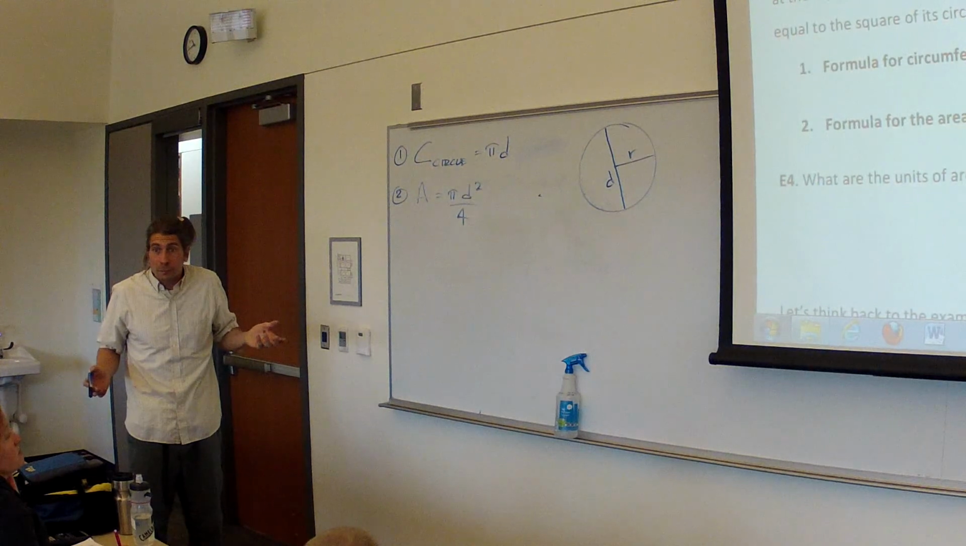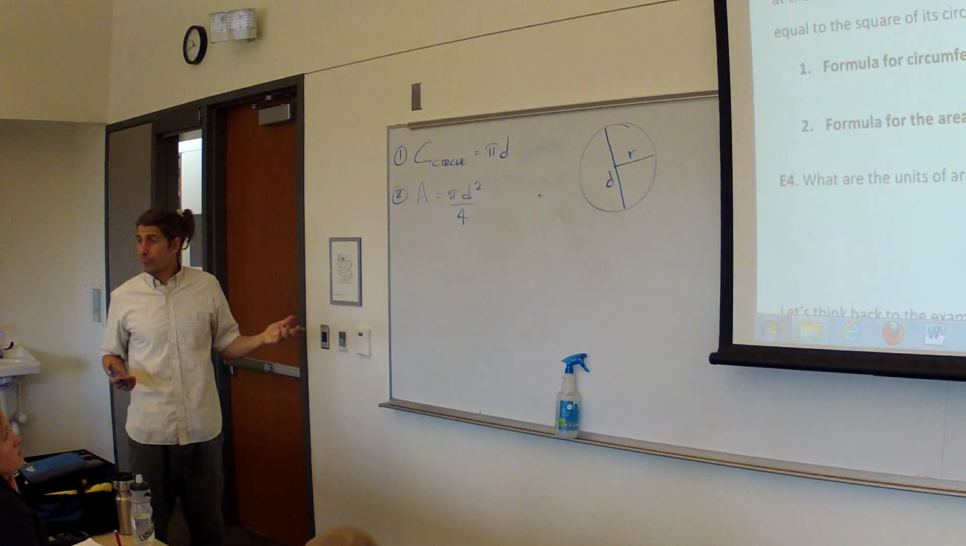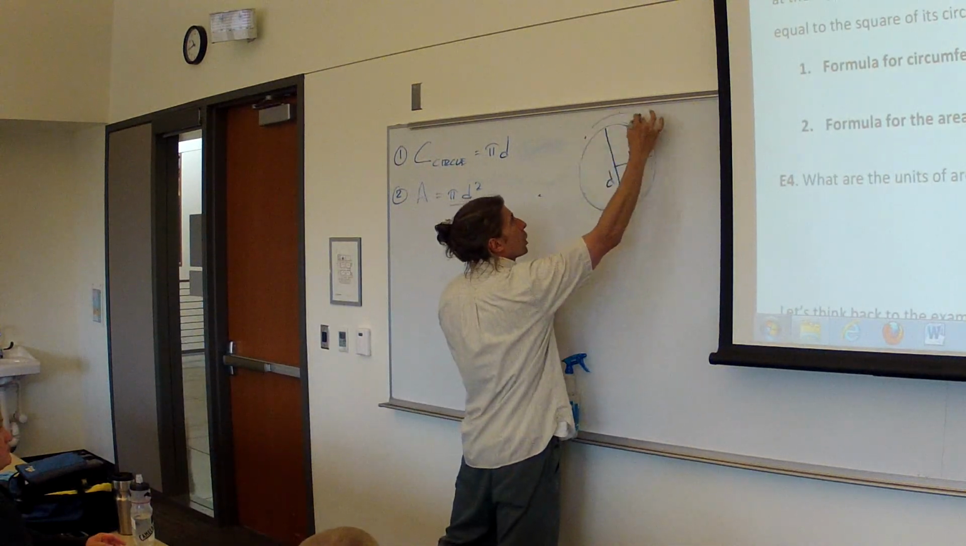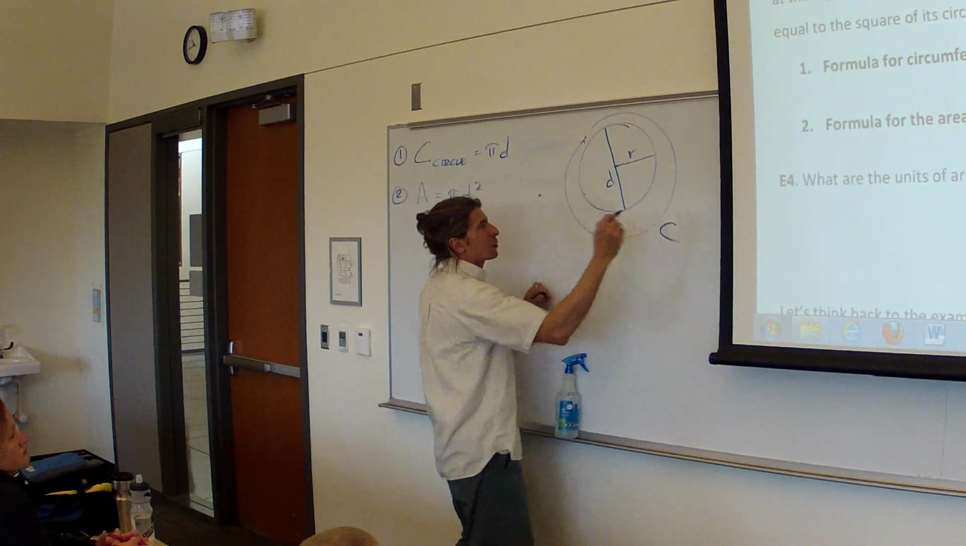Where's the circumference? It's a distance around. So if you start here, go all the way around and end up back here, that's your circumference.